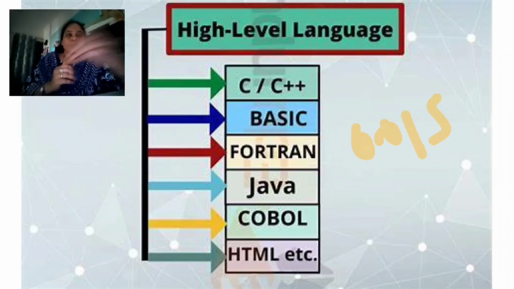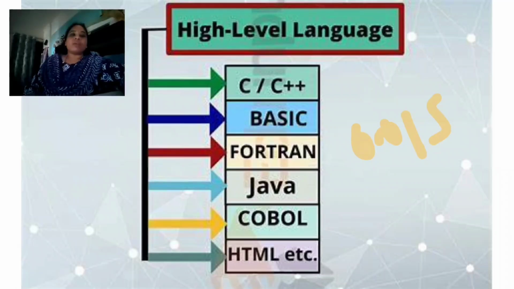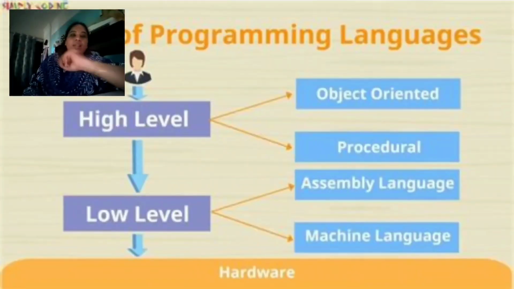The best languages they are using nowadays are .NET as well as Java. Also basic, Fortran, COBOL, HTML, etc. HTML is purely for designing purposes. Later we will see one by one. These are the high level languages.